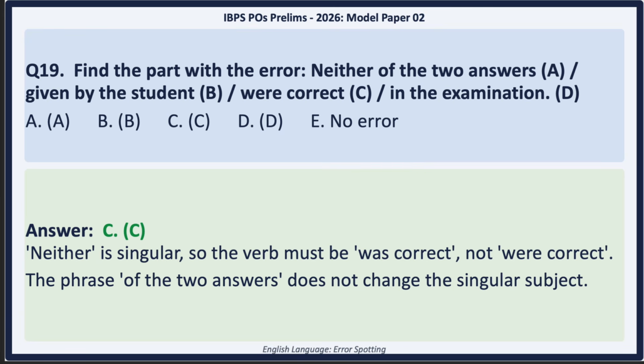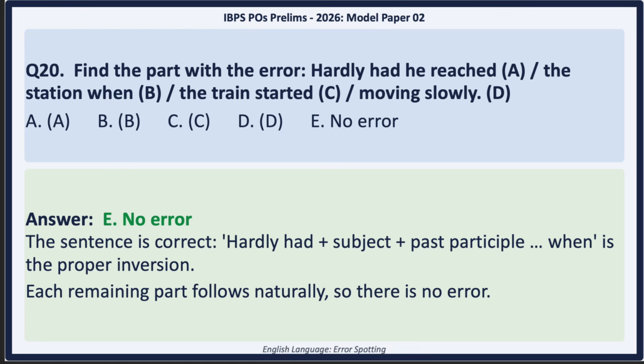But of the two answers is just a prepositional phrase. The true subject is the distributive pronoun neither. And neither is always singular. Inherently singular. So despite the plural noun floating nearby, the correct choice is C. Were correct is an error. It must be was correct. That is super sneaky.